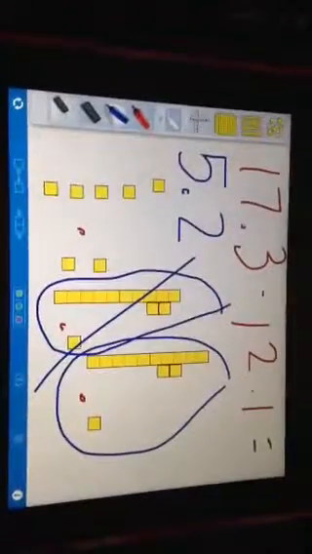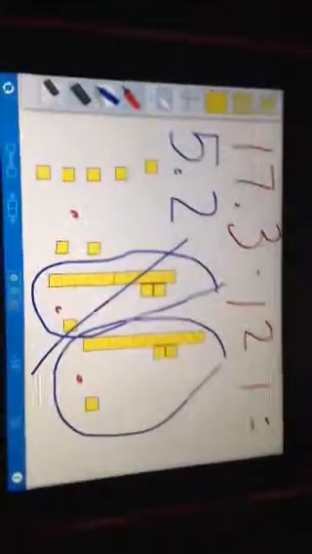There you go. There's adding and subtracting whole numbers and decimals. Yay!